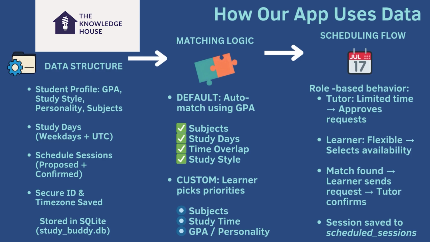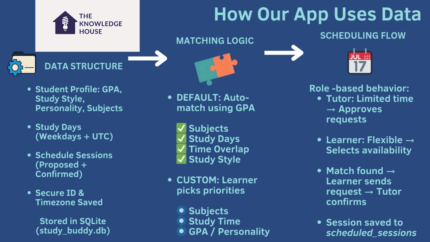This slide shows the full pipeline of how our app uses data. On the left is a simplified overview of our data structure stored in SQLite. Each student profile includes their GPA, study style, personality, subjects, and availability with both local and UTC times for global matching, as well as their experience level. In the center is our matching algorithm, which works in two modes. Students are classified by their GPA. So if you have a GPA of 3.5 or higher, you are a tutor. And if you're below this threshold, you are a tutee.